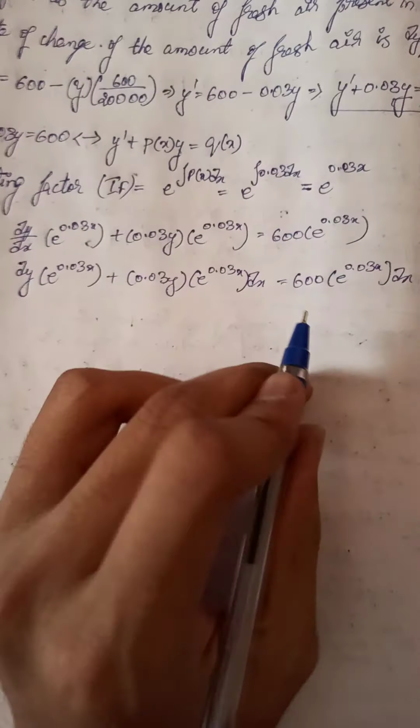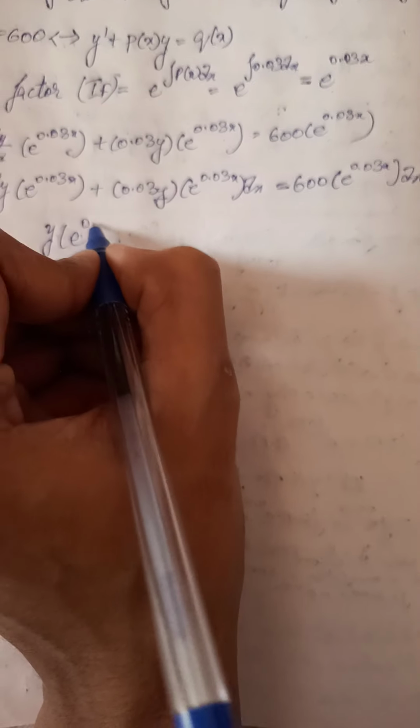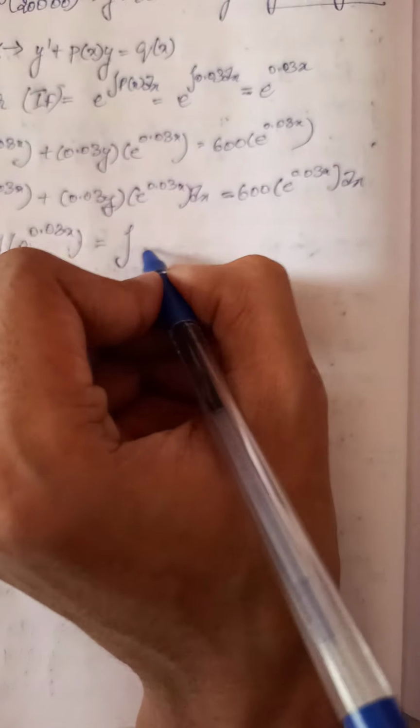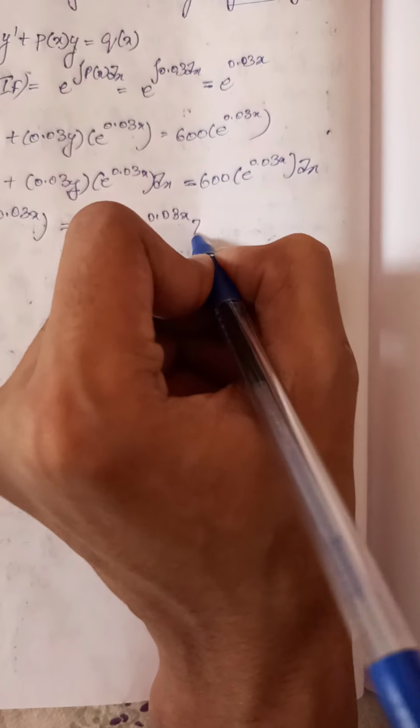Now by applying integral to the whole equation and simplifying it, we will get y into the integrating factor, e power 0.03x, equals integral q of x into integrating factor dx plus c, which is our arbitrary constant that comes along with the indefinite integration.